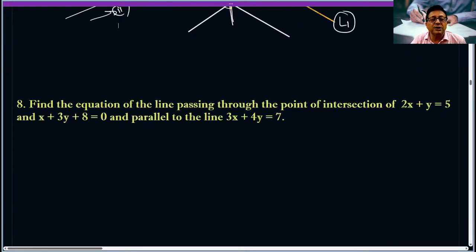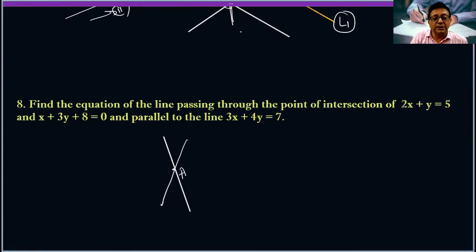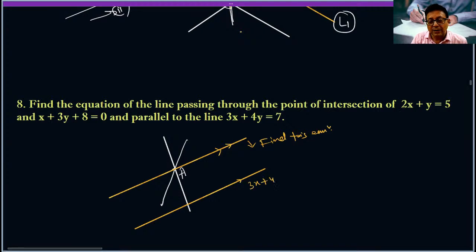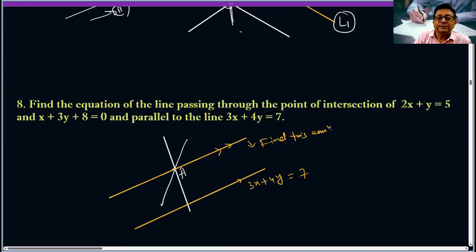Equation of line through the intersection of these two and parallel to the line. So there are two lines given. Their point of intersection can be found. You have to write the equation of third line. This line, which is parallel to another line. You have to find this line. Find this equation. Either you draw the diagram or imagine. Okay? So you need to get the point A from there.